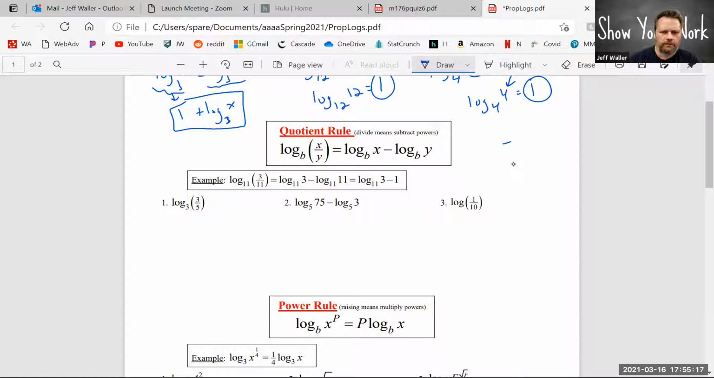All right. So what can I do with number 1? Log base 3 of 3 minus log base 3 of 5. And log base 3 of 3 is 1 still. And there we go. I'm done.